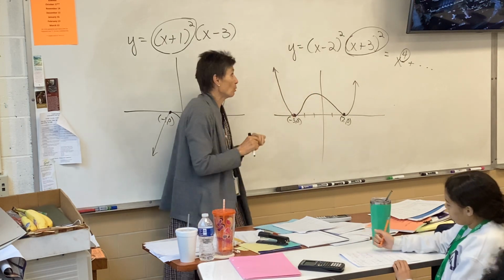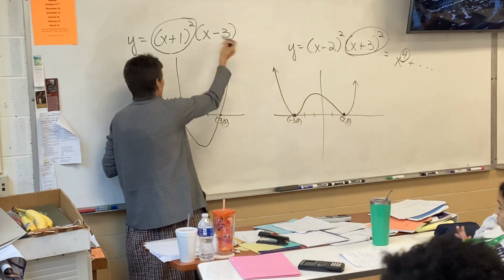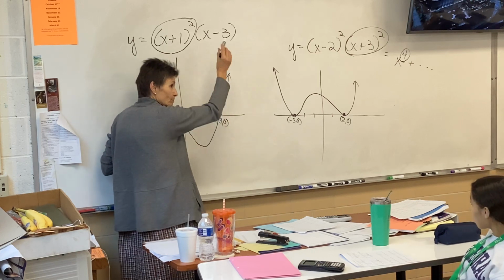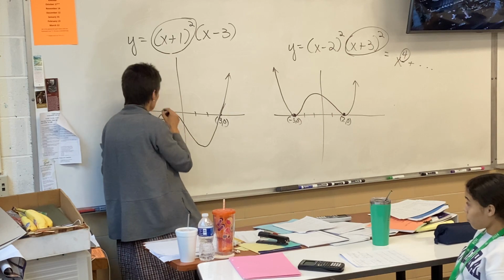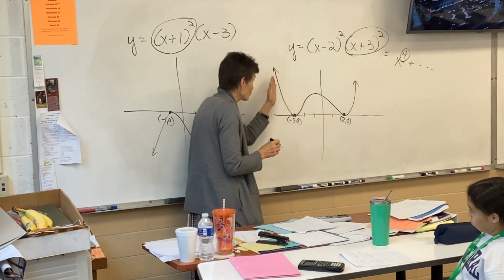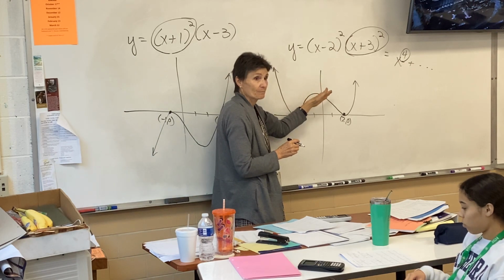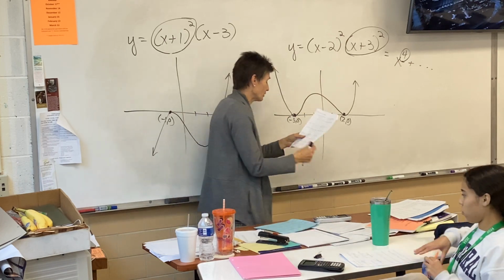The other important thing is, if you have factors that aren't squared, the curve just goes right through. If you have factors that are squared, it bounces off at those points. Whatever direction it came from, it bounces off and goes back. Got it? All right, we'll see. Let's look at E.